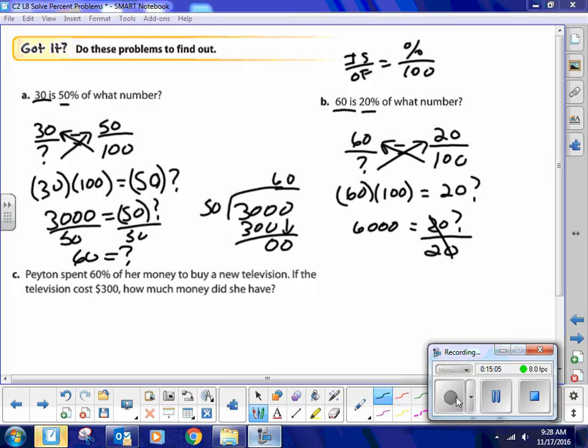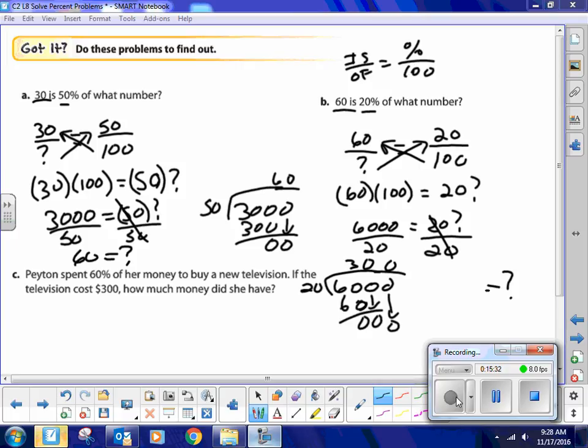Okay? Remember, that's what's happening here. You're moving the 20 over. And then when you divide 6,000 by 20, okay, it goes into 3 right here. You've got to bring down the 0, so 0 goes there. And then another 0. You've got to bring that 0 up. Okay? So then you'll see that question mark is equal to 300.